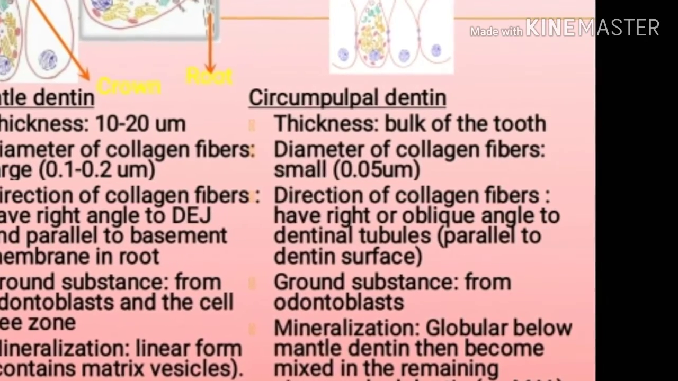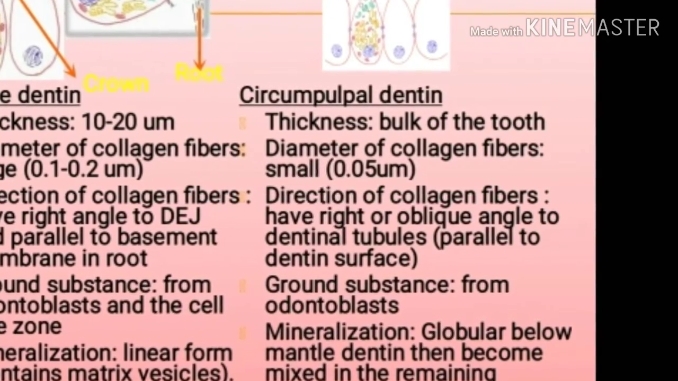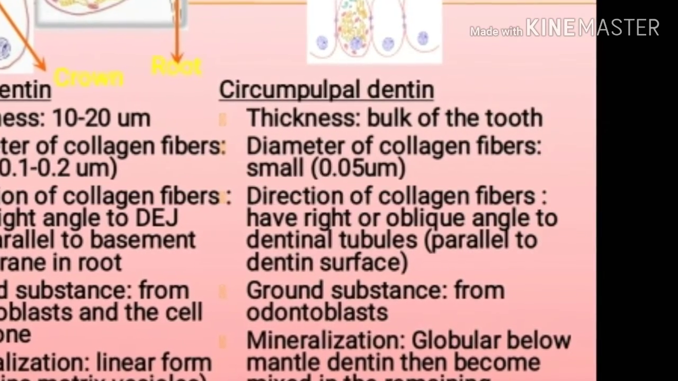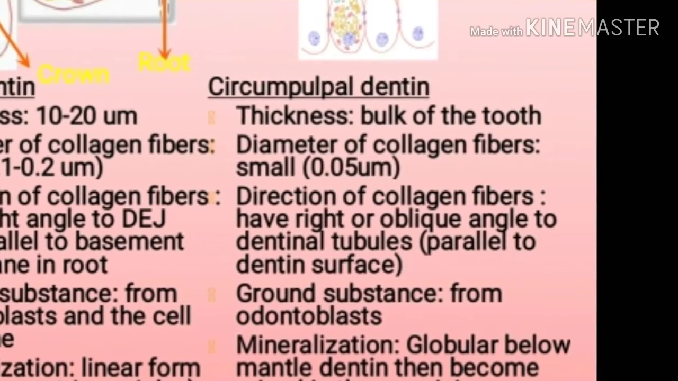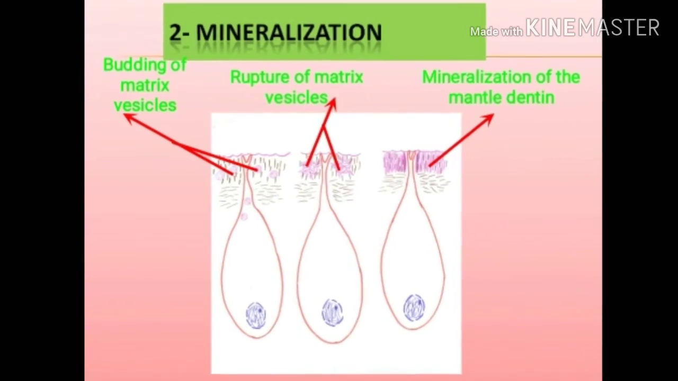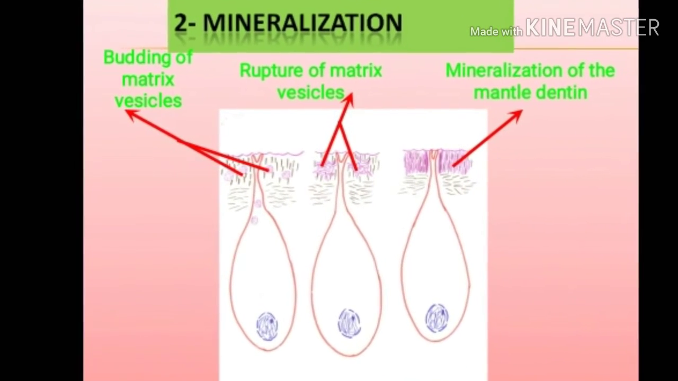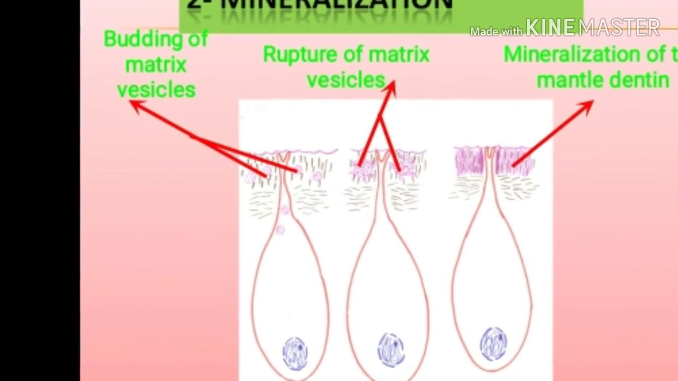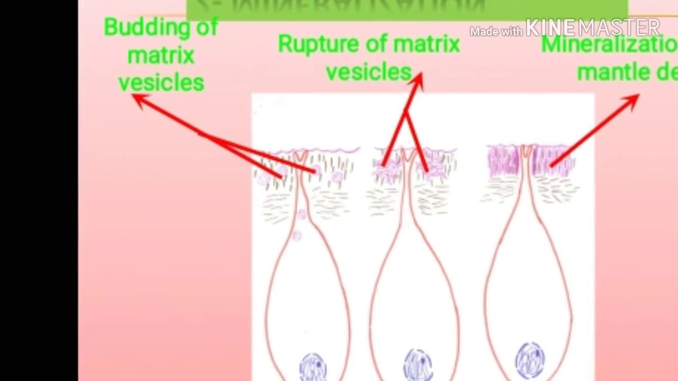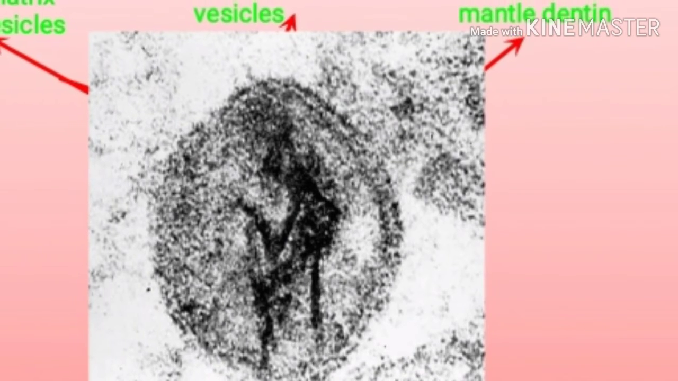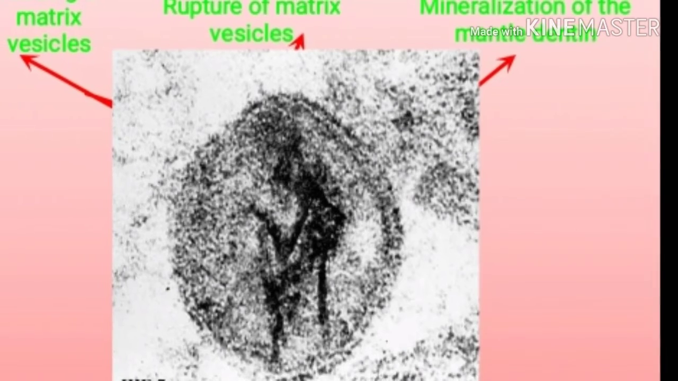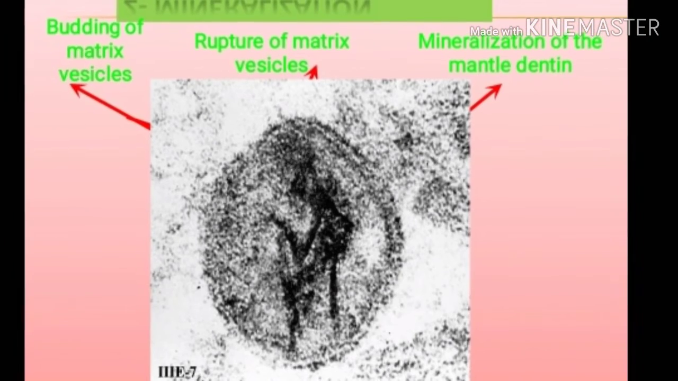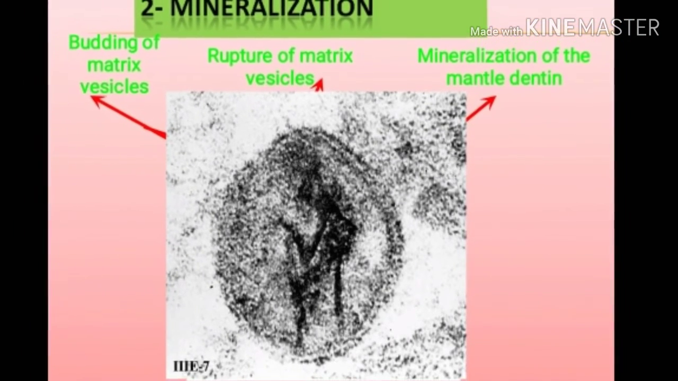Mineralization of the mantle dentin is in linear form and contains matrix vesicles, while the mineralization of the circumpulpal dentin is globular below the mantle dentin and becomes mixed in the remaining circumpulpal dentin. The next step in the process of dentinogenesis is mineralization. The figure shows the budding of the matrix vesicle, rupture of the matrix vesicle, and mineralization of the mantle dentin. The matrix vesicle has a membrane rich in alkaline phosphatase, and calcium and phosphate ions undergo crystallization.